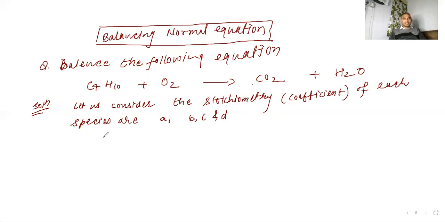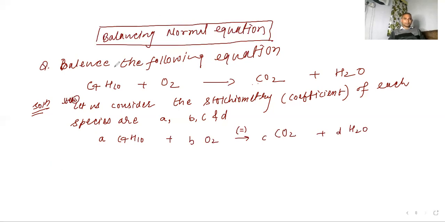So you can consider A mole of C4H10, then B mole of O2. Then this becomes the equal to sign; the arrow means equal to. So it is C mole of CO2 plus D mole of H2O. These are the points. Then you compare the left side and right side. This is step one, and step two is to compare left and right side.